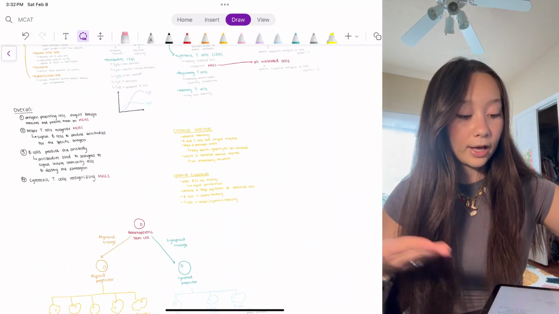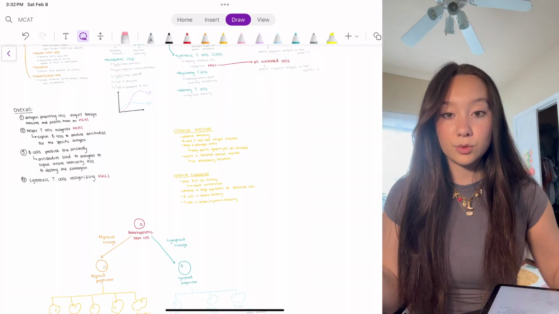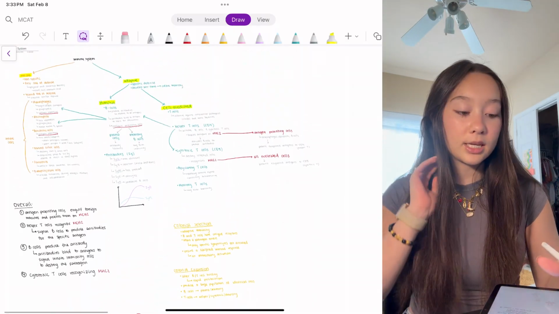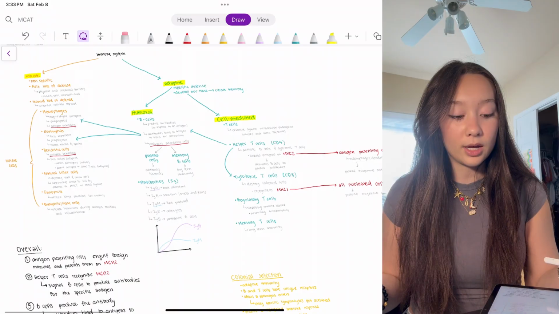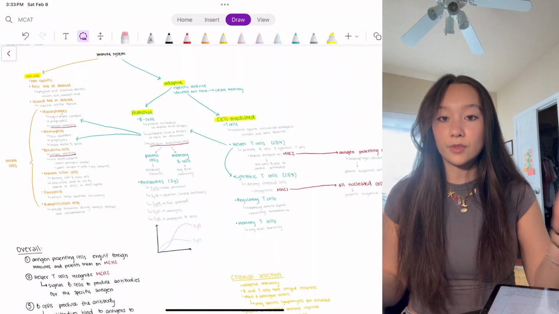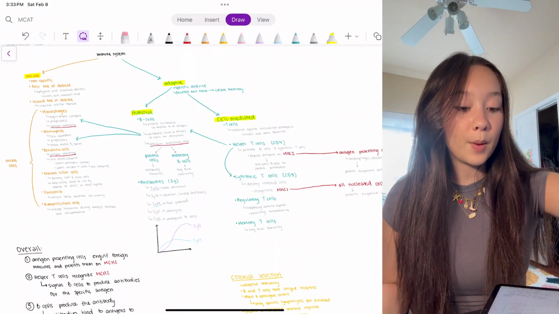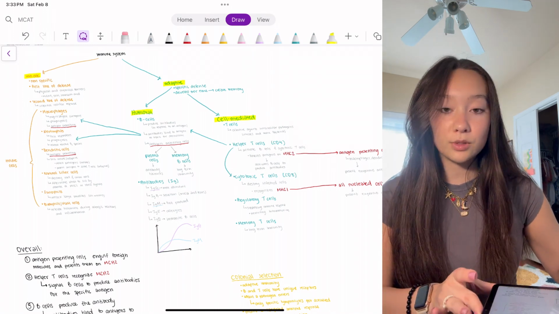We have our overall pathway, clonal selection and expansion, which we talked about in this video, and then everything from the last video, just about the different branches of the immune system, how they interact. But that is all I have for the immune system notes.